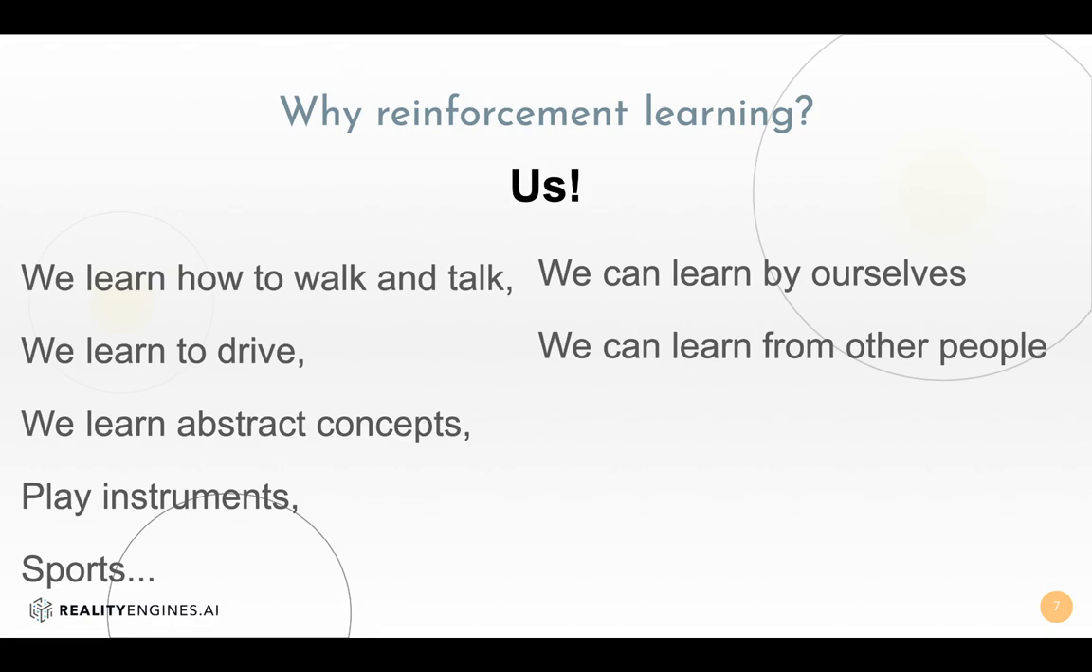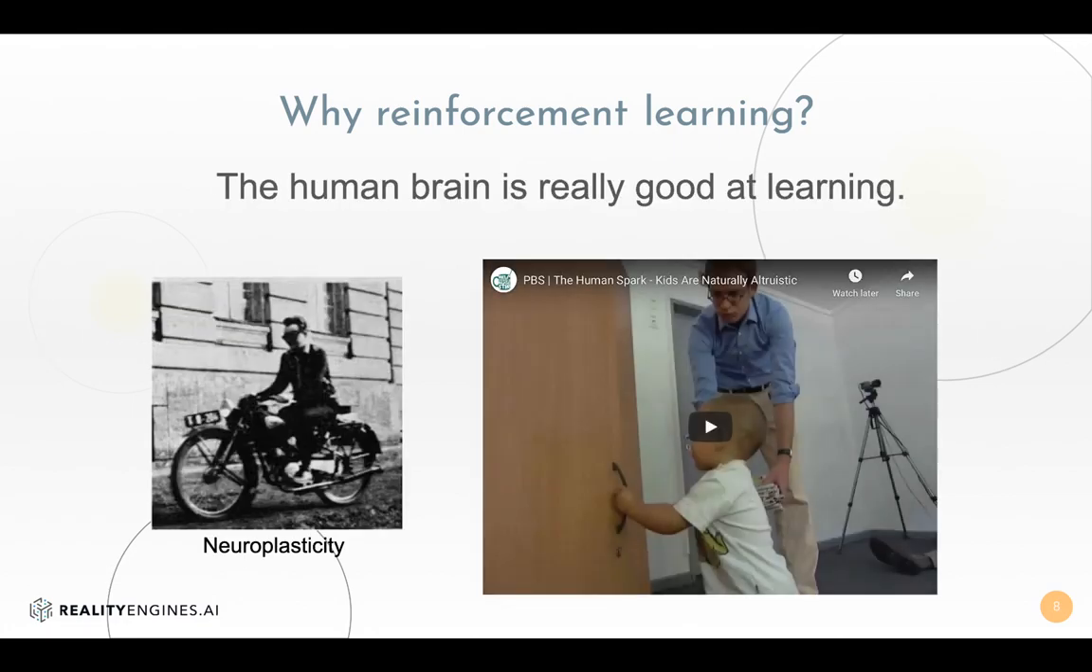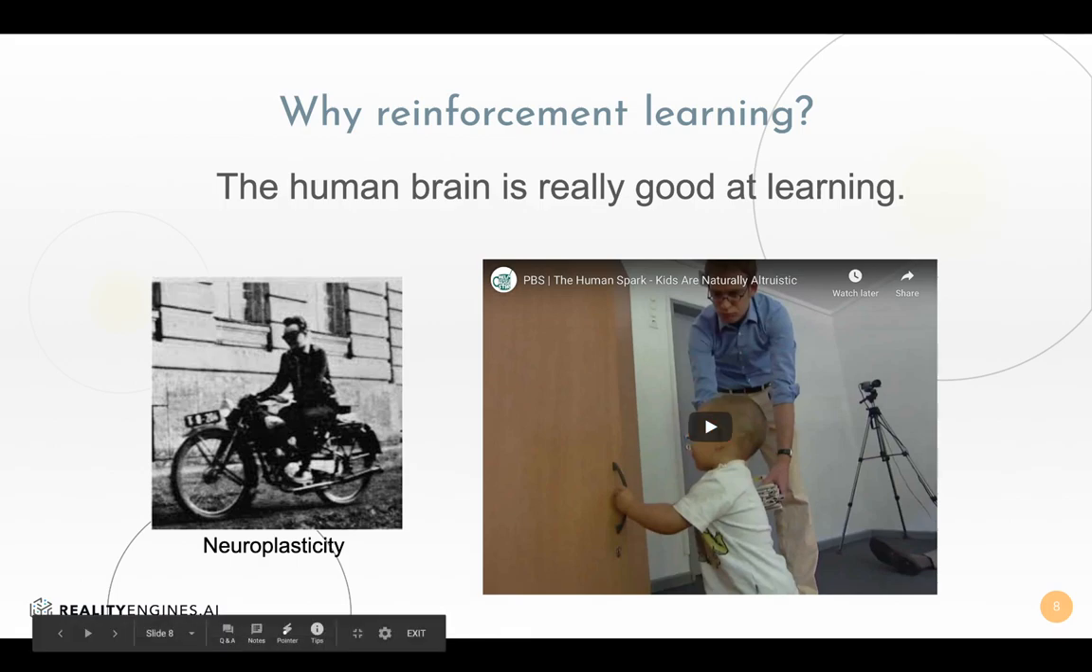And we can also learn from other people, whether by copying other people or by being directly taught by them. So we're really, really good at learning. Our human brain is, you could say, wired for learning. And in fact, it's so good at learning that it can even learn to rewire itself.